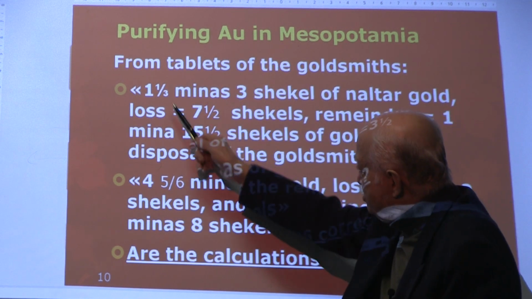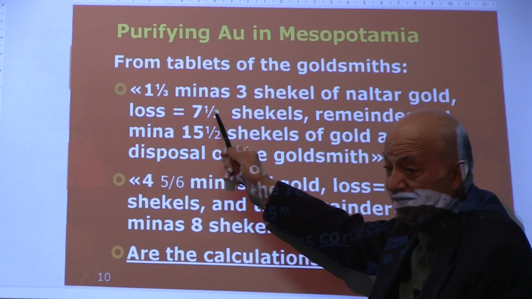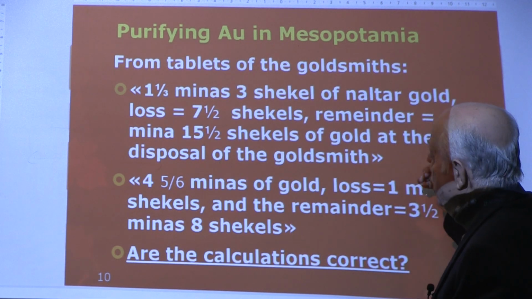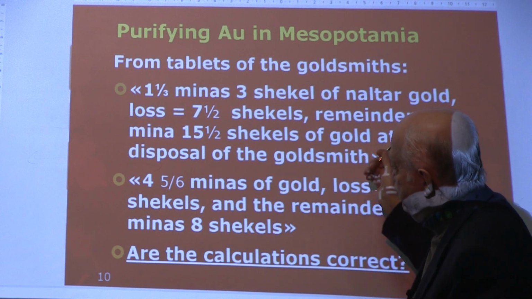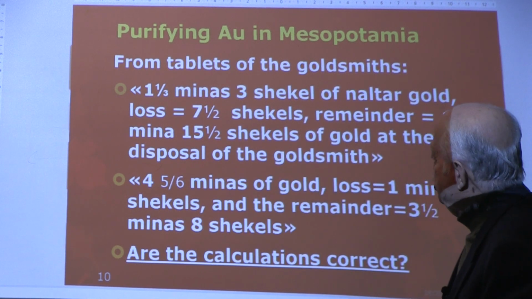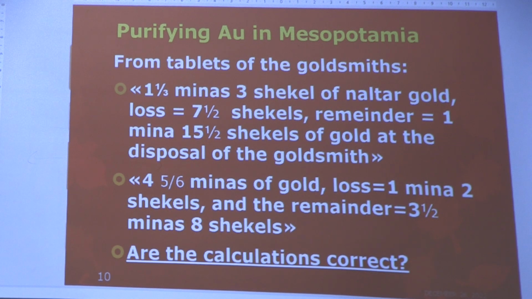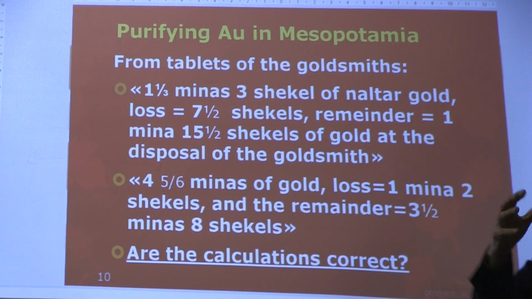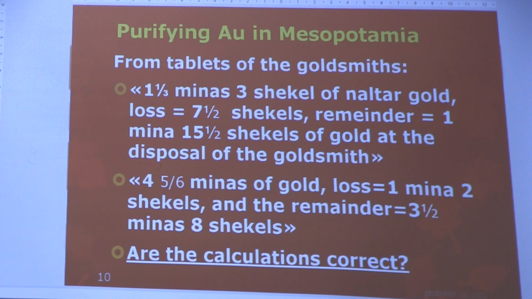And when I smelted, he says, I lost 7.5 shekels. Remainder, whatever is left is 1 mina, 1/2 shekels of gold at the disposal of the goldsmith. So this man, it seems that he purifies the gold and gives it to the goldsmith so that he can make jewelry. So we see that some people only purify the gold or adjust the purity of the gold. The jewelers also purify gold, but in some cases we understand that they obtain purified gold.